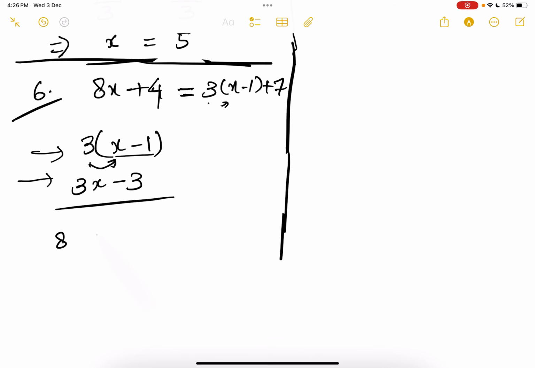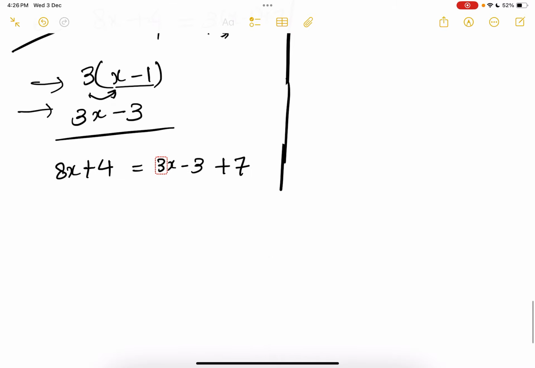Now you can replace that in the equation: 3x minus 3, okay, plus 7. Now you can easily solve. Now here you can see that there are two terms, two constants.